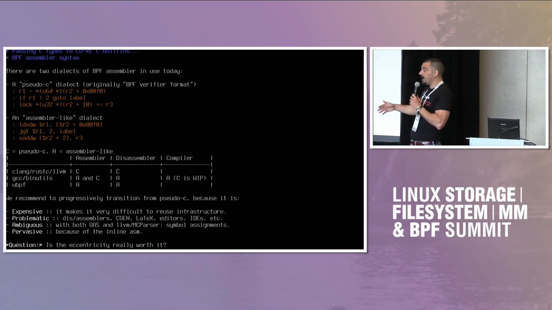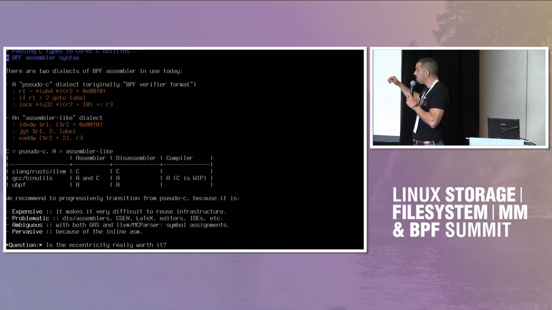And then we have a normal, boring assembler-like dialect, totally lacking all sorts of innovations, which is the one that we support in GCC. It was not gratuitous. We got most of it from the uBPF implementation, which was around at the time I started the port to BPF in GCC. uBPF was already around, and we use more or less the same. It's the same syntax.